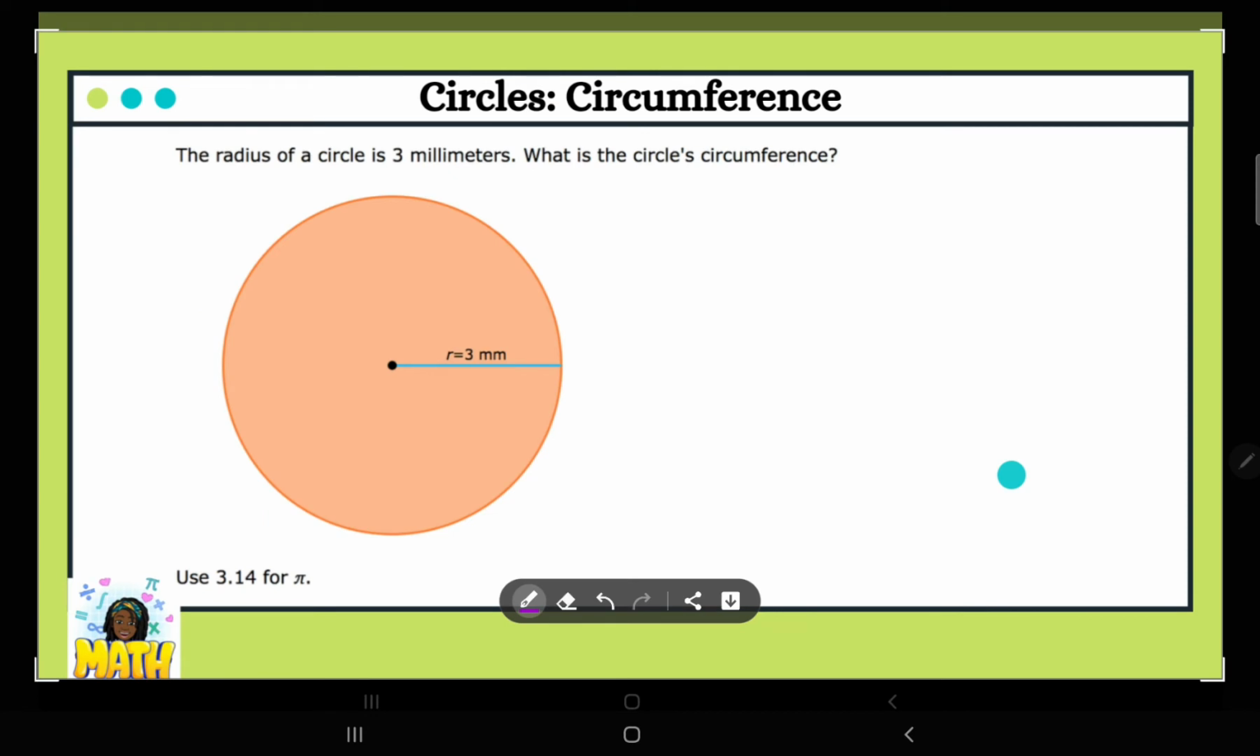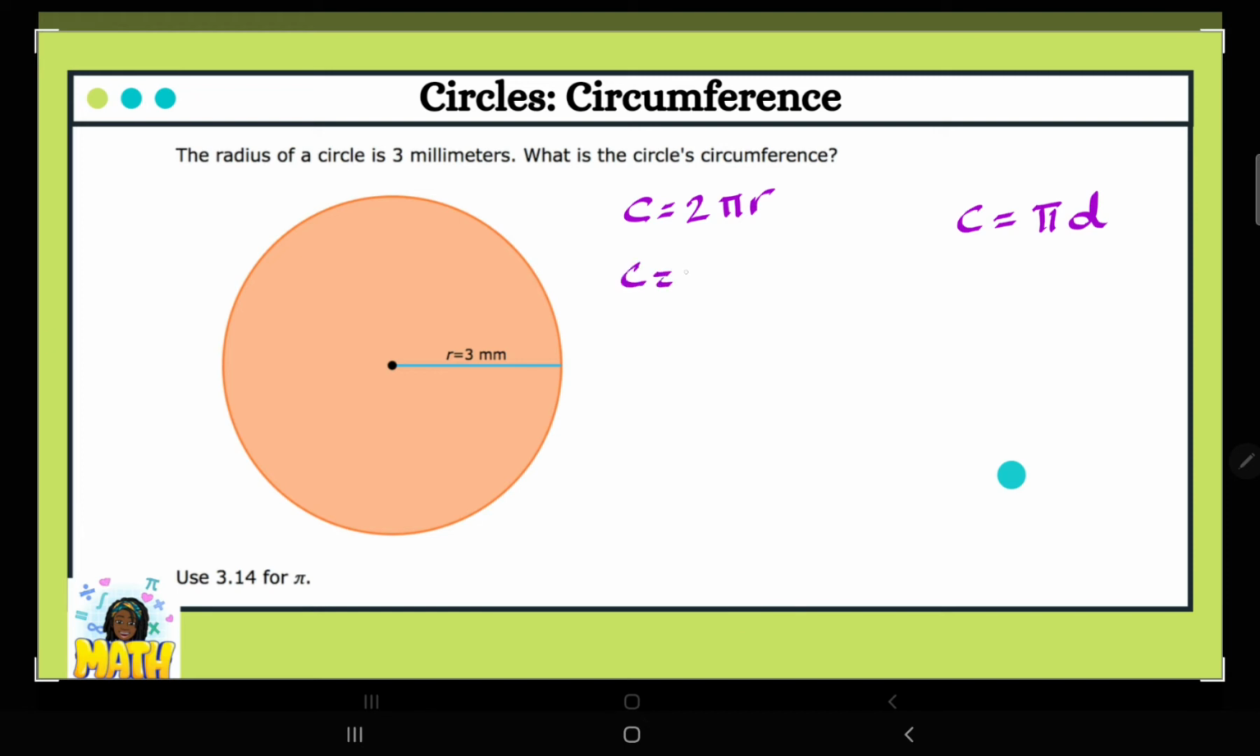Let's take a look at our first example. The radius of a circle is 3 millimeters. What is the circle's circumference? So we're going to do this using both formulas. So let's go C equals 2 pi r. And then we're also going to use C equals pi d. This is just to verify that both of these formulas will give you the same answer.